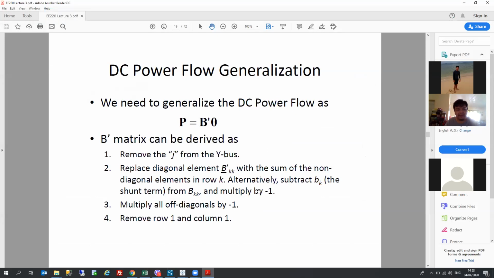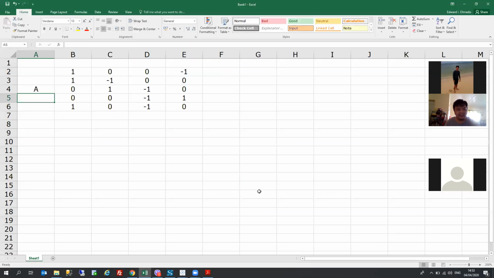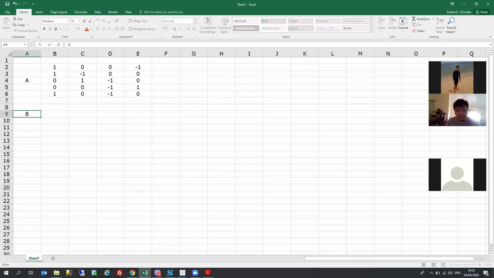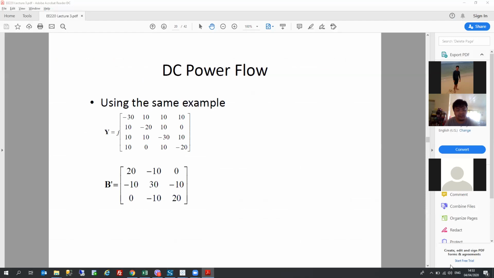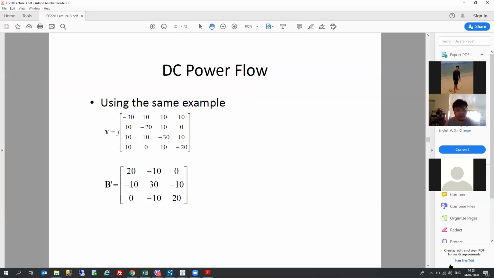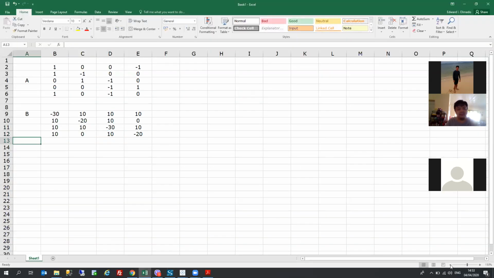So, balikan natin yung kanina, B matrix. Kopyahin ko to para lalabas natin lahat. Gagamitin natin. Yung B matrix is just the Y bus: -30, 10, 10, 10, 10, 20, -20, 0, 10, 10. Okay, so we have the B matrix. Okay?